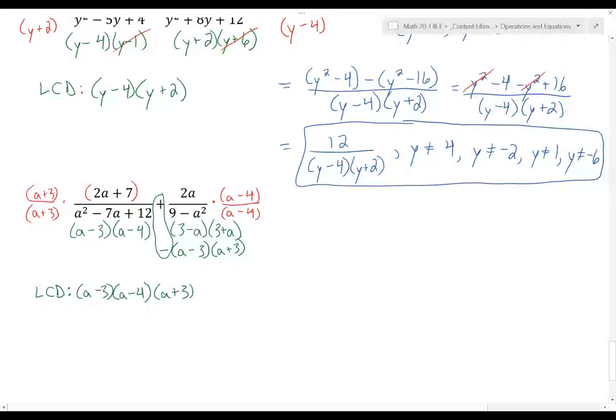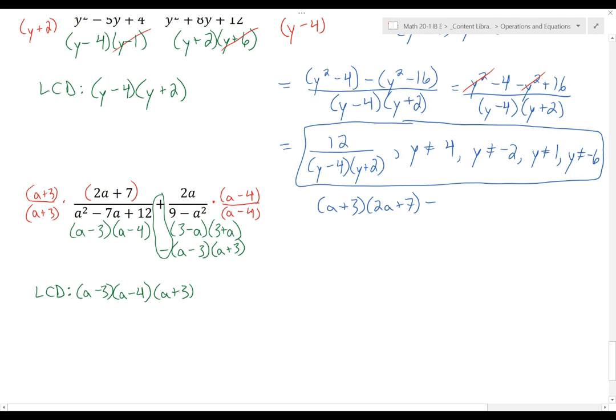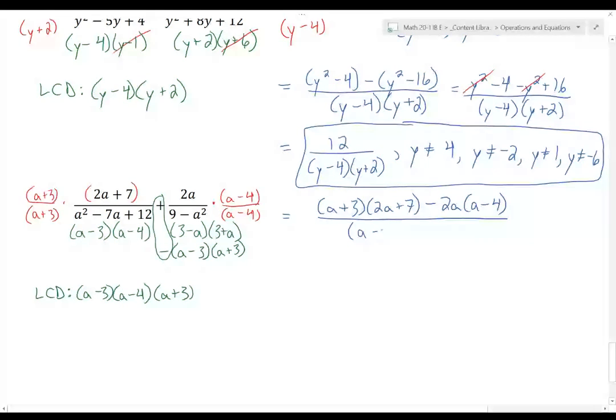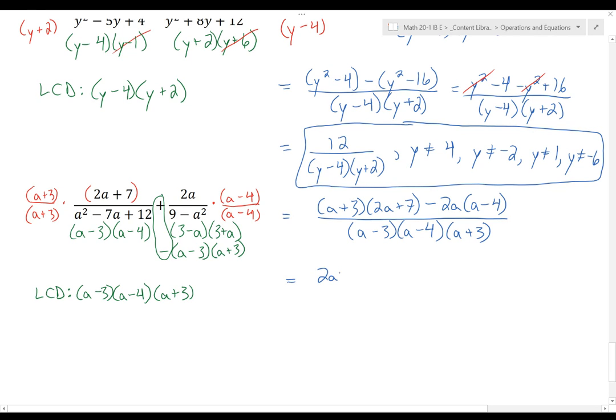This then gives me, all right, so I've got a plus 3 times 2a plus 7, minus now, because I changed that into a subtraction, 2a times a minus 4, all over a minus 3, a minus 4, a plus 3. Distributing the numerator, I get 2a squared plus 7a plus 6a plus 21 minus 2a squared plus 8a all over a minus 3, a minus 4, a plus 3.